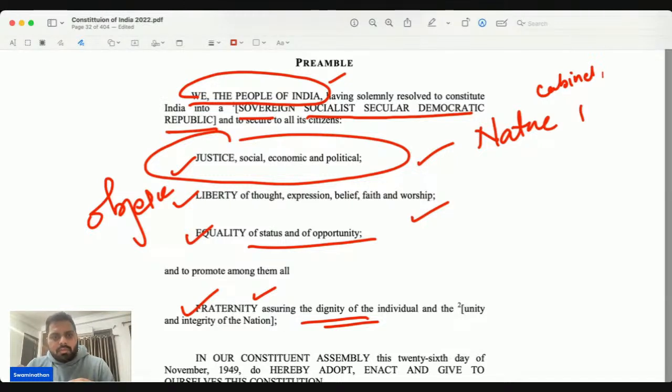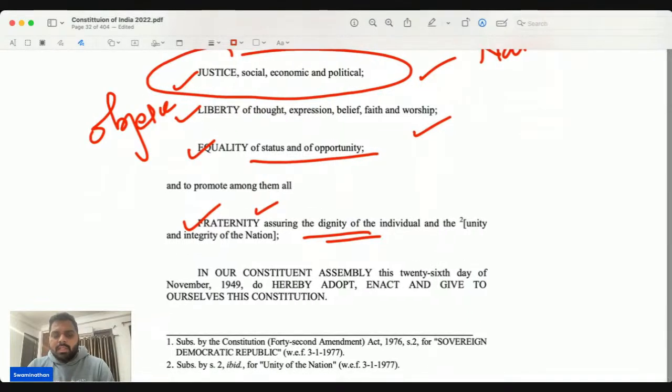Then comes another important thing: is there anything which has been inserted into the Preamble by an amendment? Once the Preamble of the Constitution of India was enacted, it also gives an idea of when it was enacted. It was enacted on the 26th day of November 1949. So 26th of November 1949 is the date when we completed the work of enacting our constitution. On that particular day, we adopted, enacted, and gave to ourselves this constitution.